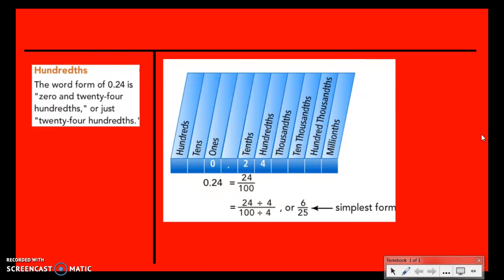Alright, so for the hundredths, the word form of 0.24 is 0 and 24 hundredths, or just 24 hundredths. So again, you would copy this one down as well, so that way you have more than one example. Go ahead and pause the video so you have time to make it.